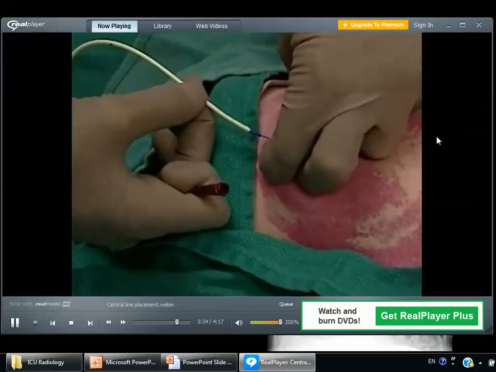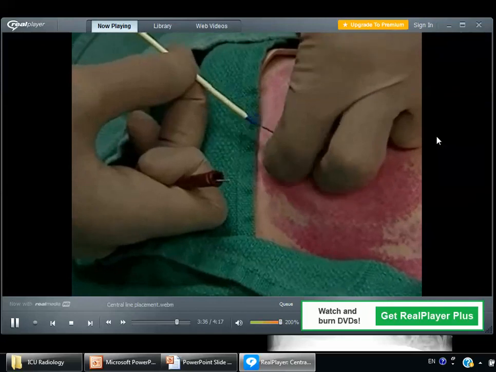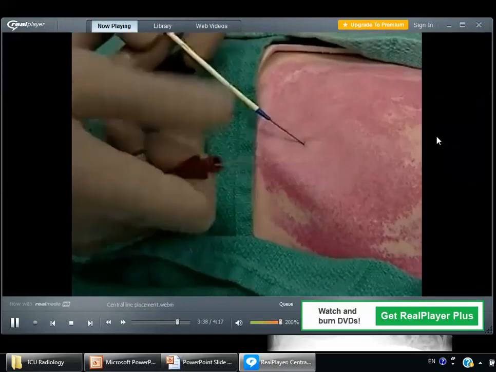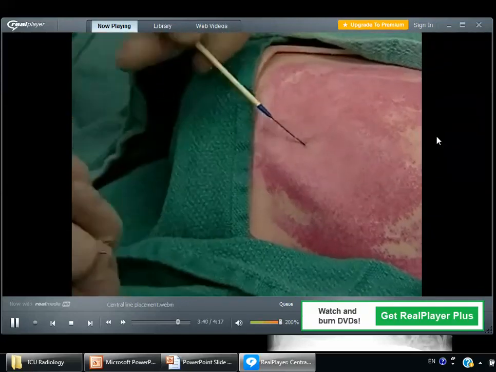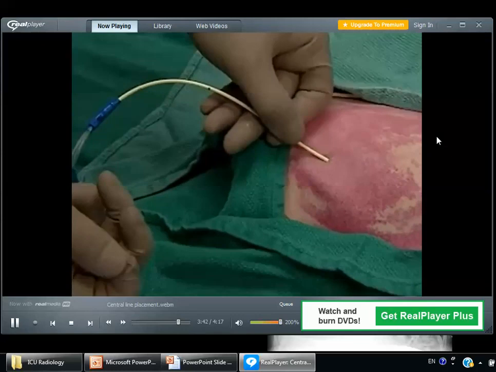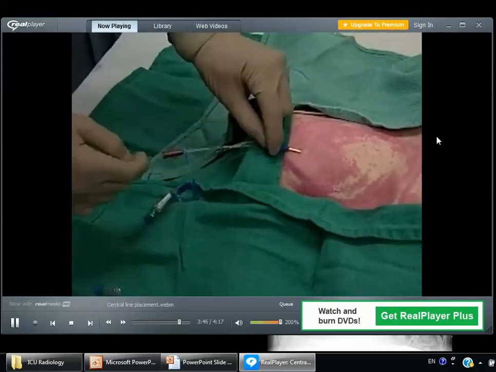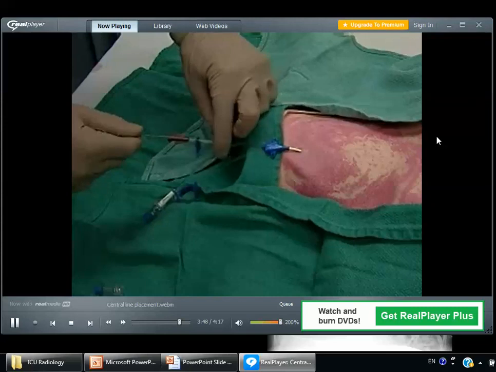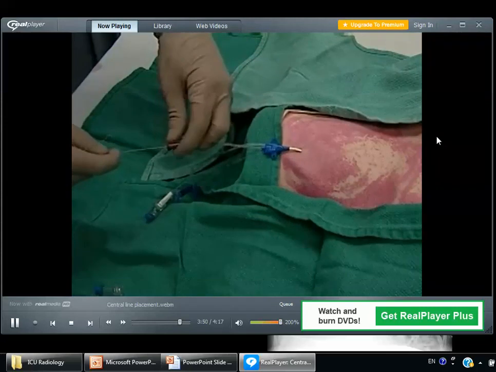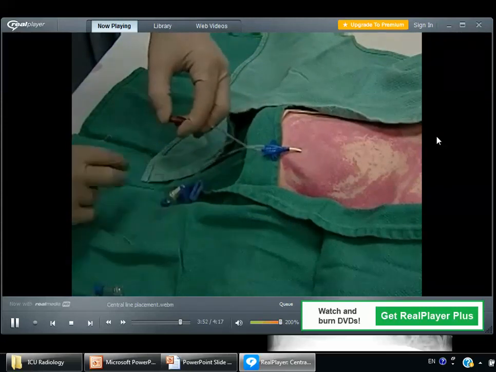Till it exits the port. Grab it and advance the catheter through the skin. Then remove the wire, getting ready to cap the port with your finger and put the hub back on.